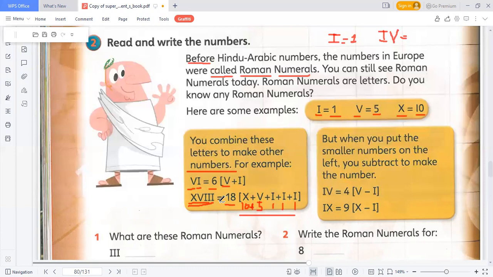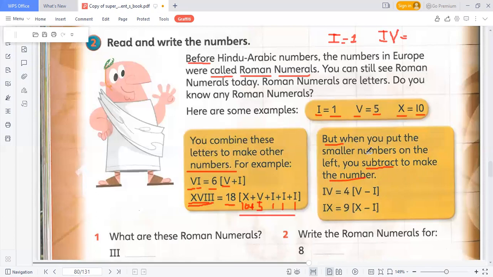Okay, did you get that? X, V, and triple I. Correct. Okay. Now let's try the other one. Can you please read? But when you put the smaller number on the left, you subtract to make the number. Exactly.